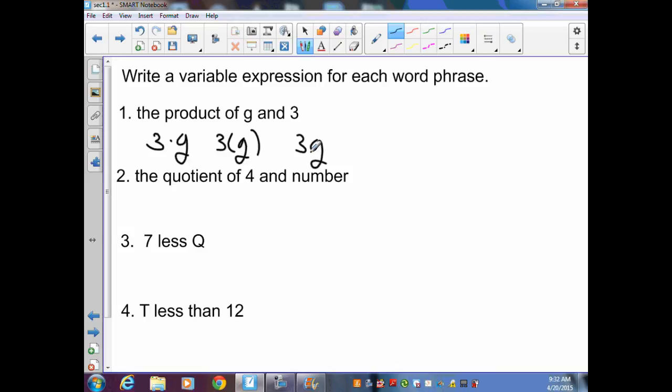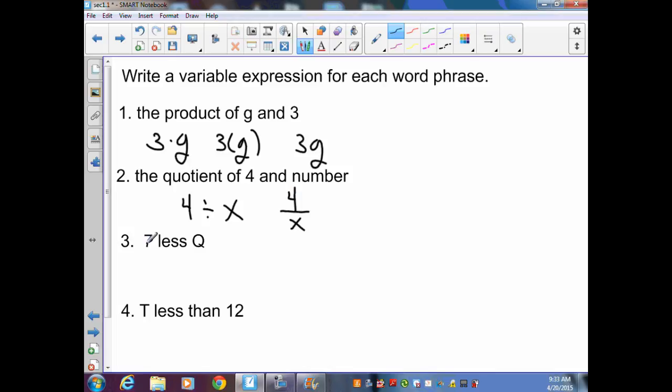Number 2, the quotient of 4 and a number. Here, quotient means to divide. So I have 4 divided by a number. I don't know what that number would be, so I'm going to call it X. Therefore, 4 divided by X, that's my number. I can also write that as 4 over X in fractional form. And most likely when we get into algebra, this is what our form is going to look like.